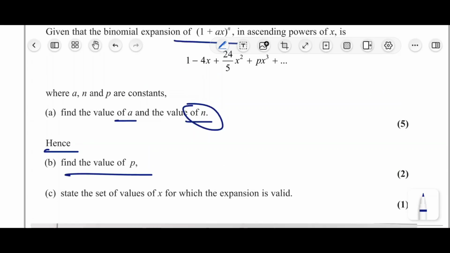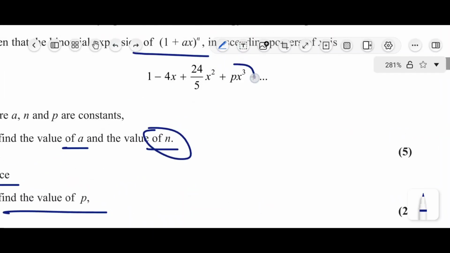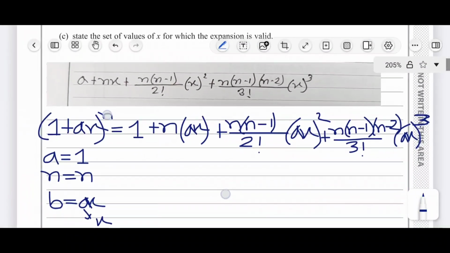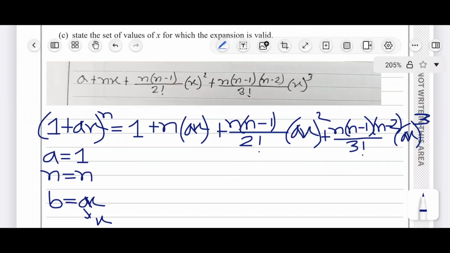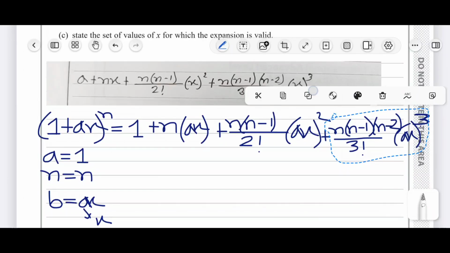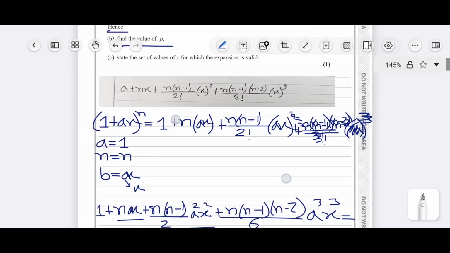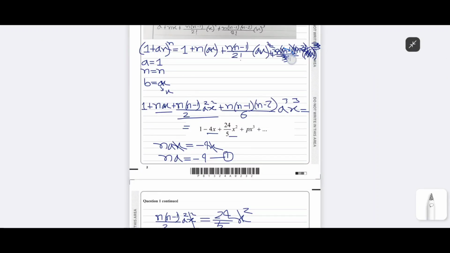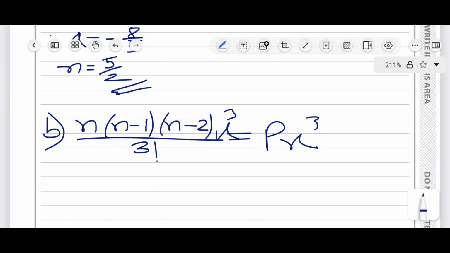When they said hence, it means we have to use the part A answer in part B. So the value of p is the x cube term, and we have to see which one is the x cube term in our expansion. We can see here, this is the x cube term in our expansion. So we have to copy this. Okay, so we have copied that part here.